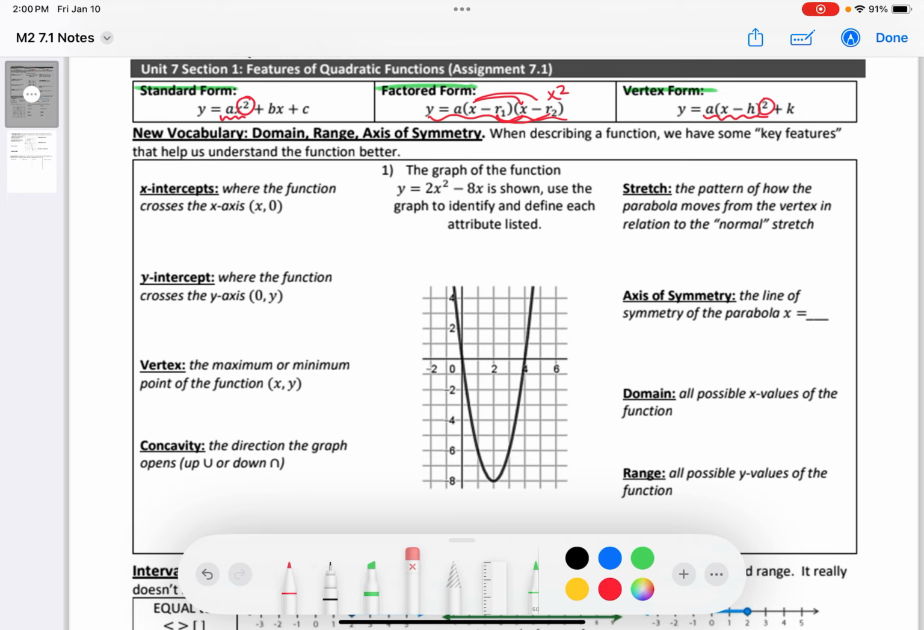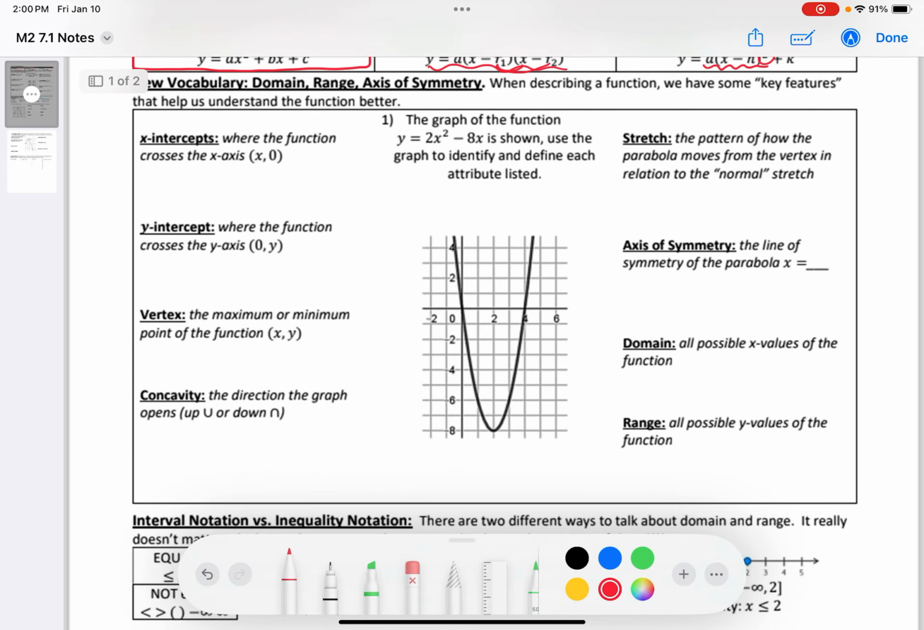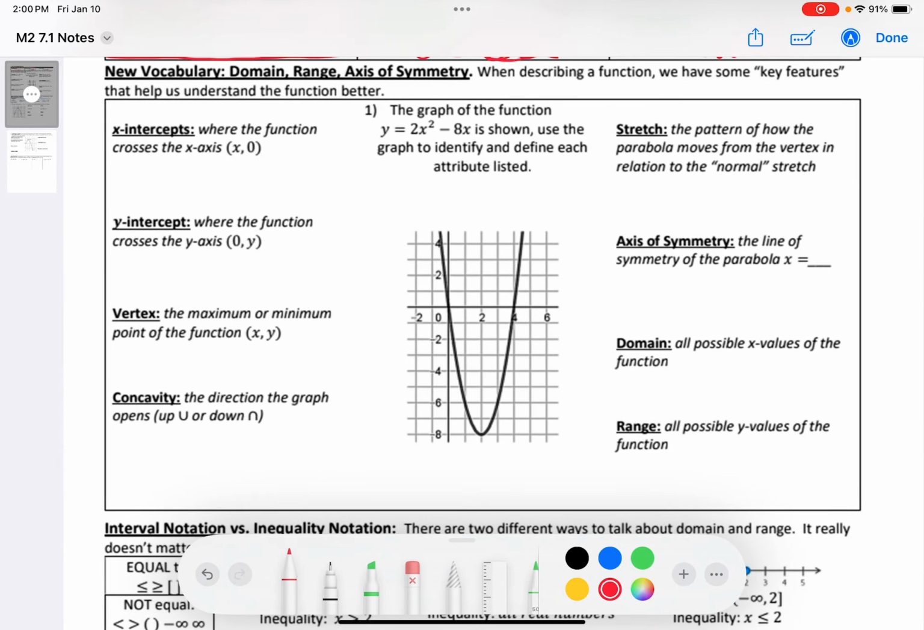What we're going to be focusing on is looking at a quadratic function in standard form. So y equals ax squared plus bx plus c. All right, so let's go into learning about parts of a quadratic function. We're going to be looking at number 1 in your notes. The graph of the function y equals 2x squared minus 8x is shown. Use the graph to identify and define each attribute listed.